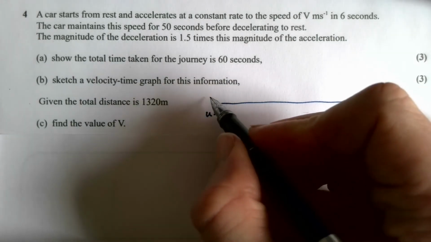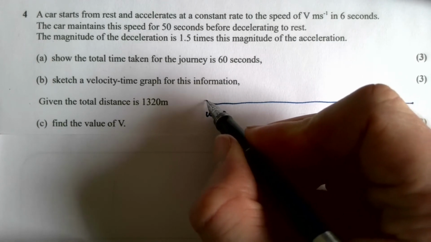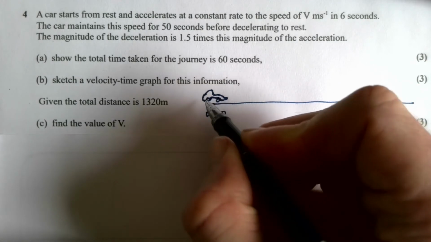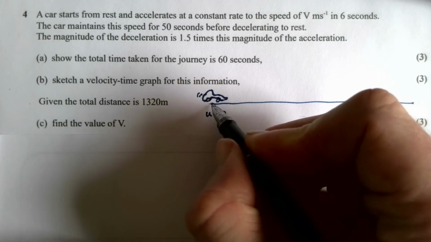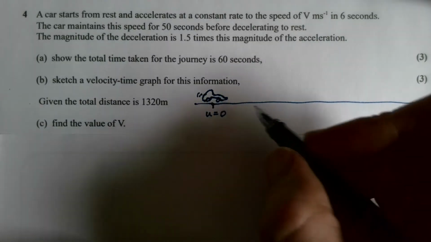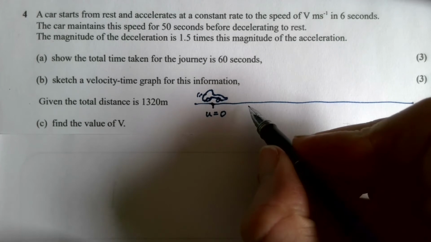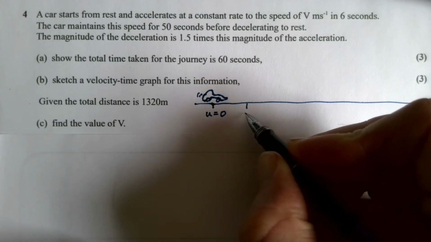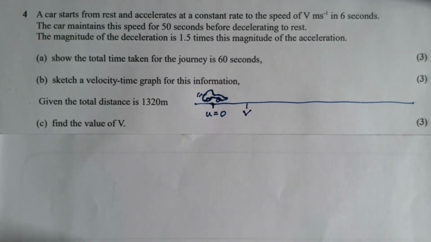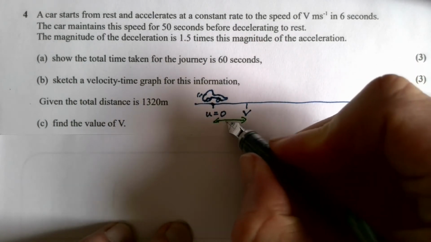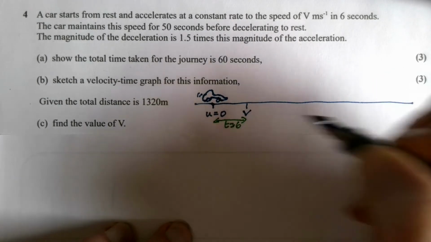We're starting from rest. Always take the opportunity to draw a little car. This leaky paper again. It's not a great car, is it? But it looks faster if you draw it not touching the ground. That's what I find. So we've got 6 seconds and then 50. So not very long at all before the first bit. And at that point, we're going at V. And the time taken to get from there to there is 6.